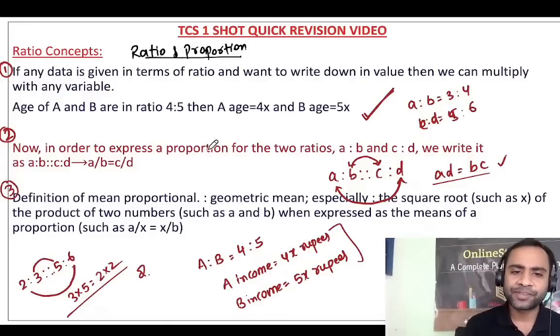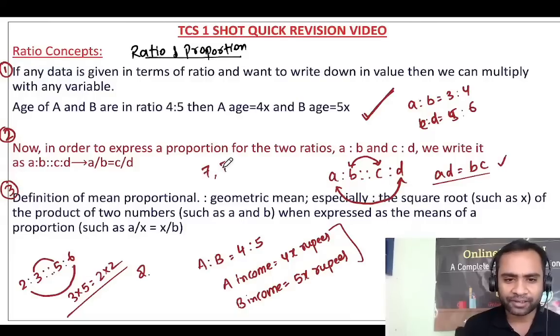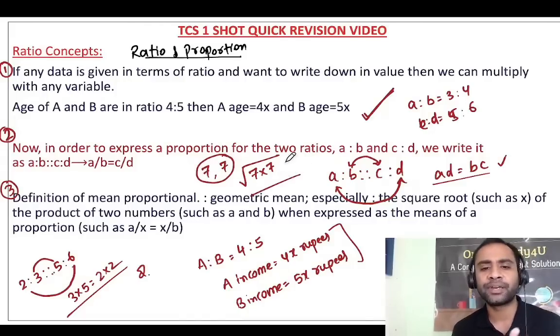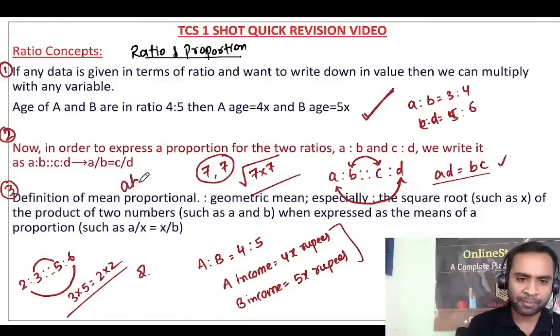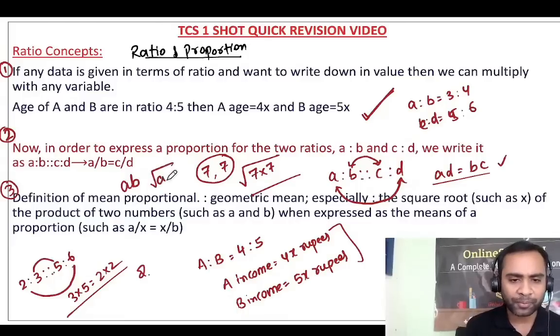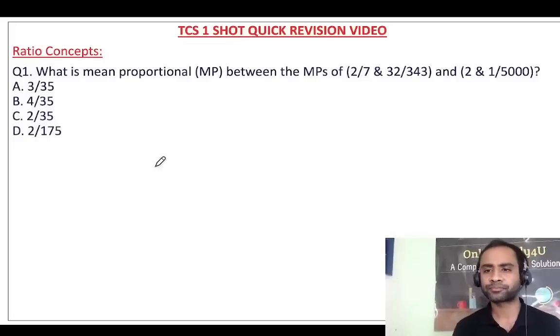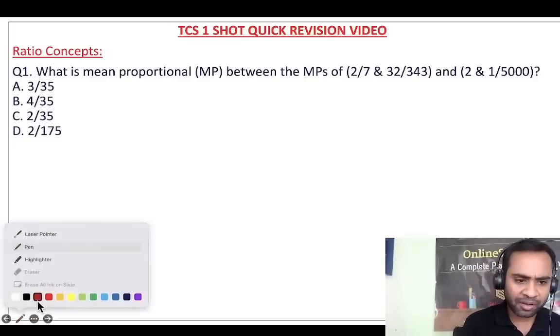So friends, if we have 7 and 7, and they're asking mean proportional, then mean proportional will be 7 into 7, right? So if you have to calculate the mean proportional, then it will be 7 into 7. If you have A and B, and you have to calculate mean proportional, it will be the square root of AB. Okay, clear?